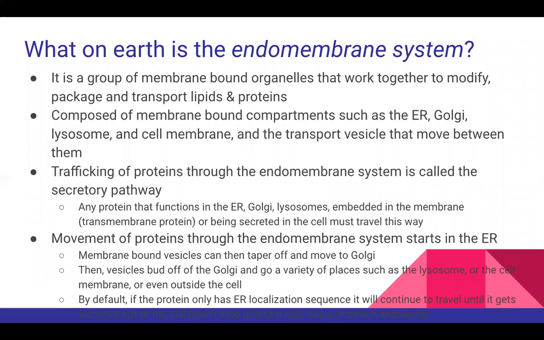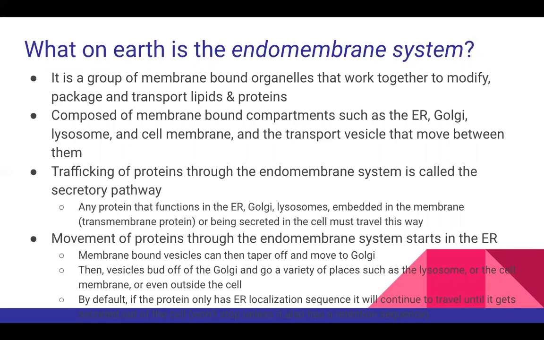So now I'm going to talk about the endomembrane system, and I'm so sorry, but it looks like the bottom of the slide is hard to read, but I'm going to make sure I cover the information on there. So the endomembrane system is just a group of membrane-bound organelles that work together to transport proteins. And like I said, it's composed of components such as the ER, Golgi bodies, lysosome, cell membrane, and transport vesicles that move between them.